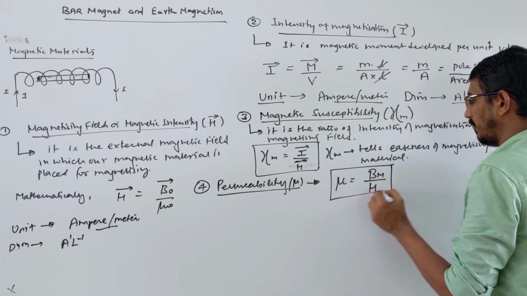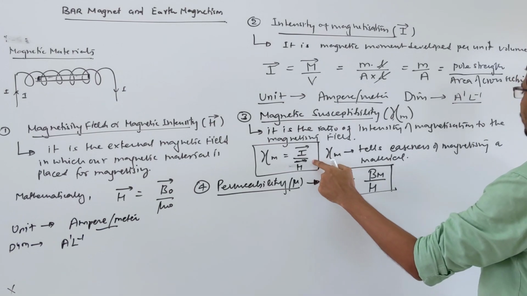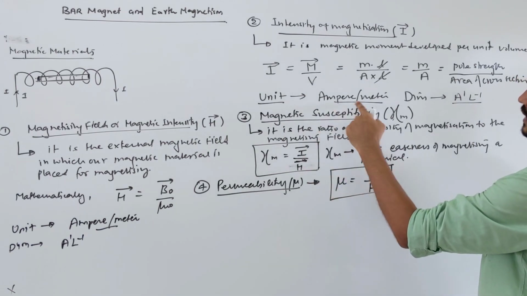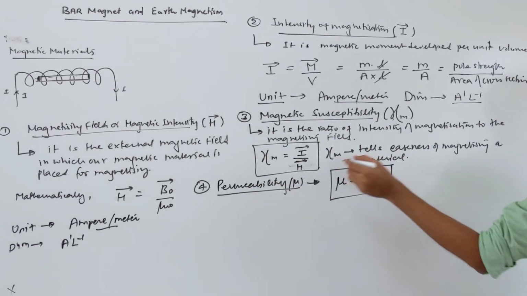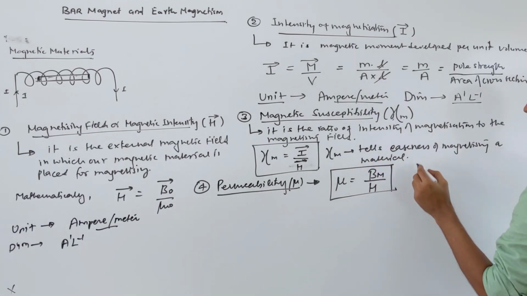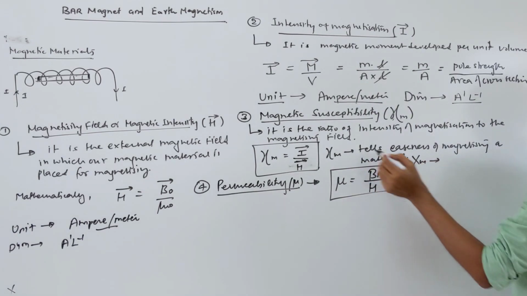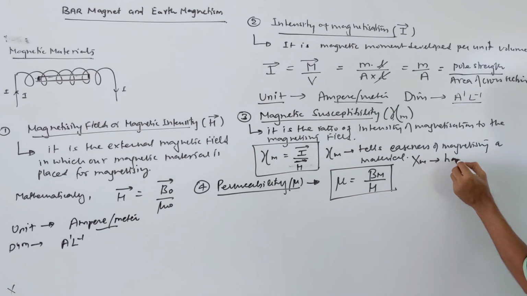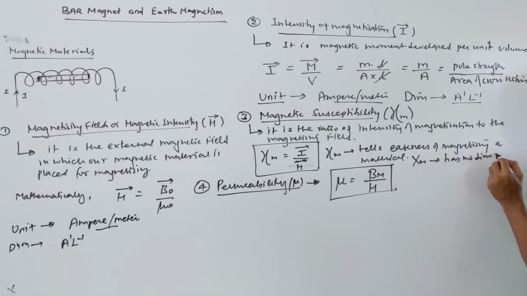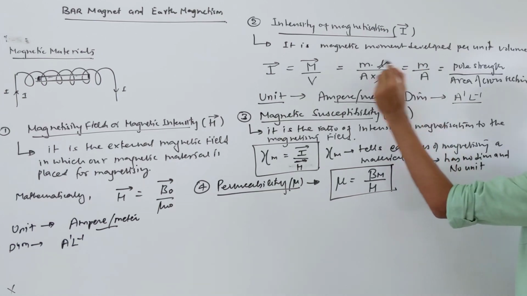I forgot to tell you something. In this term I by H, I and H have the same dimension. So remember that your chi has no dimension. This magnetic susceptibility has no dimension and no unit also, because we are dividing the same thing by the same thing.